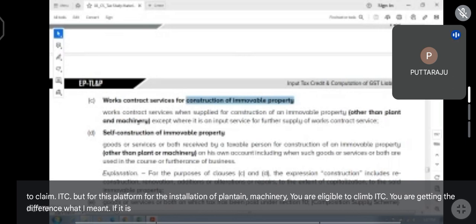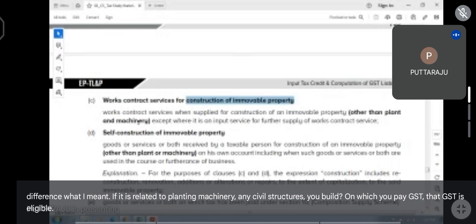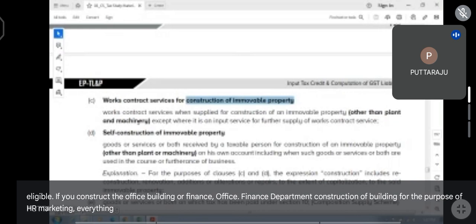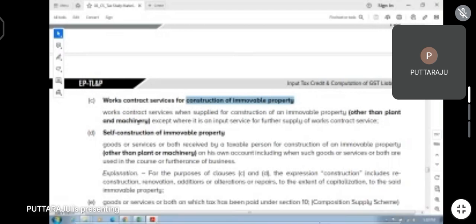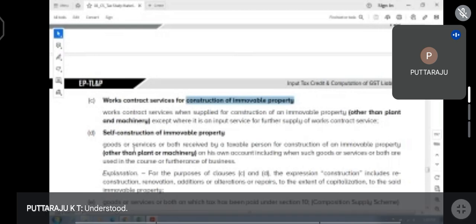If it is related to plant and machinery, any civil structures you build on which you pay GST, that GST is eligible. If you construct the office building or finance office, finance department, construction of a building for the purpose of HR, marketing, everything, on which you pay the GST, it is not eligible. That is ineligible or blocked. Understood? These two are the same. Okay.